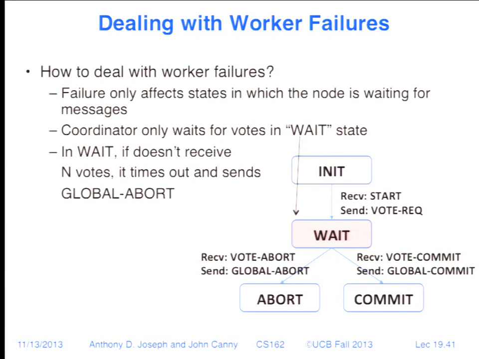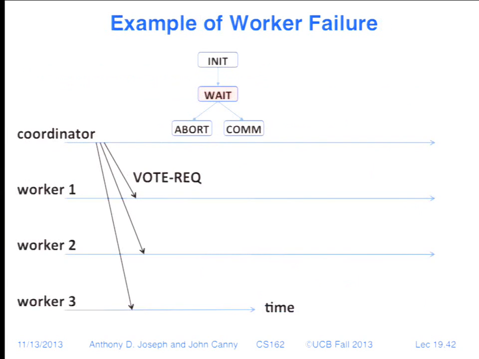So let's look at some of the failure modes. The coordinator's waiting for votes in the wait state. If it doesn't receive n votes, which includes both the aborts but also timeouts, it simply times out and sends out a failure confirmation. Okay, so that's the simplest case.